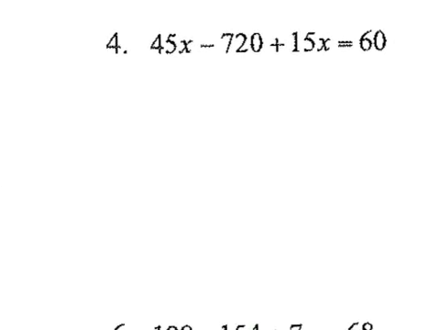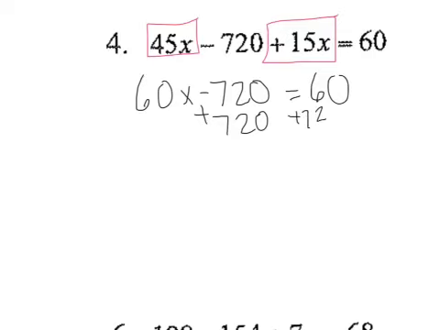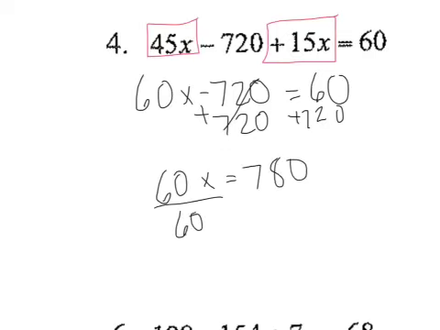So having a decimal isn't necessarily bad as long as it works when you plug it in for x. So we've got problem 4, and before you can start moving things around, you're going to want to combine like terms on the same side. So on the same side, you have a 45x, and you have a plus 15x. So altogether you have 60x minus 720 equals 60. And now again it's a two-step equation, so we are going to add 720. We get 60x equals 780. And the last step is to divide both sides by 60, which gives you an x value of 13.